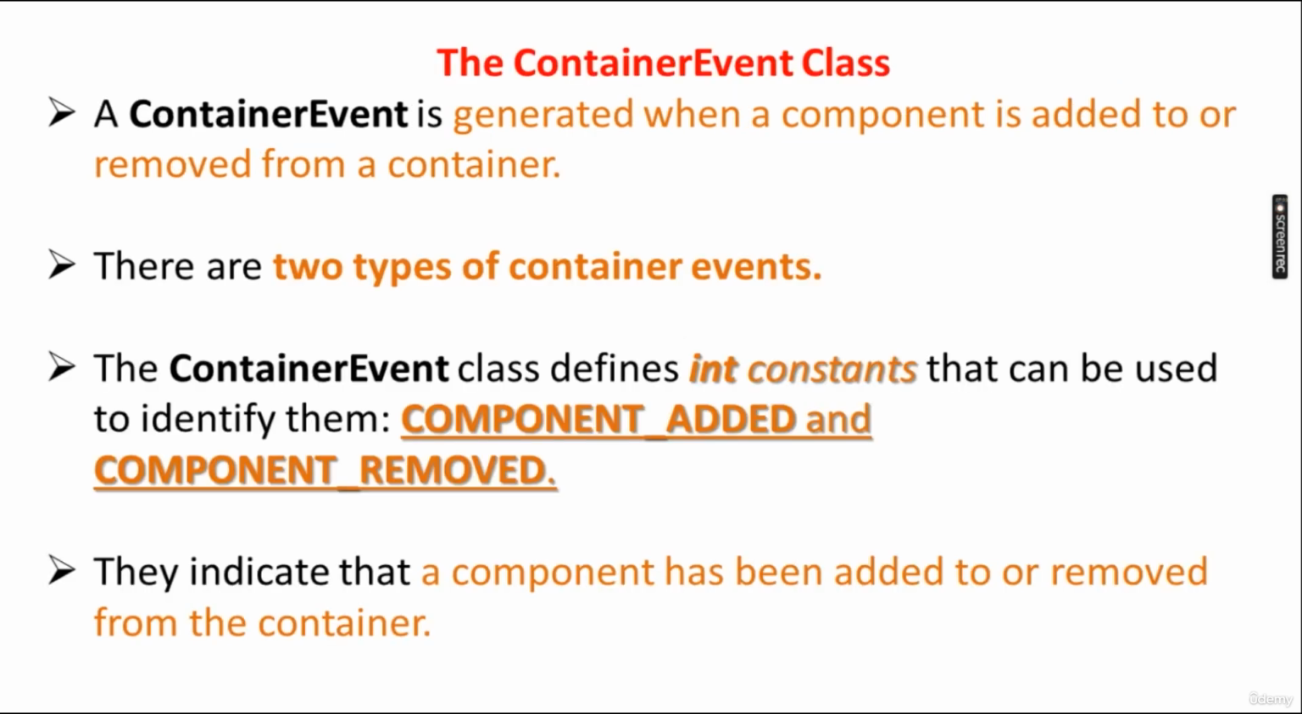Next is the container event class, which is generated when a component is added to or removed from a container. So the container will hold the component. If a component is added to the container, then a container event is generated, or if a component is removed from a container, then also a container event is generated. There are 2 types of container event, component added and component removed, and those are represented by integer constants. They indicate that the component has been added to or removed from the container.